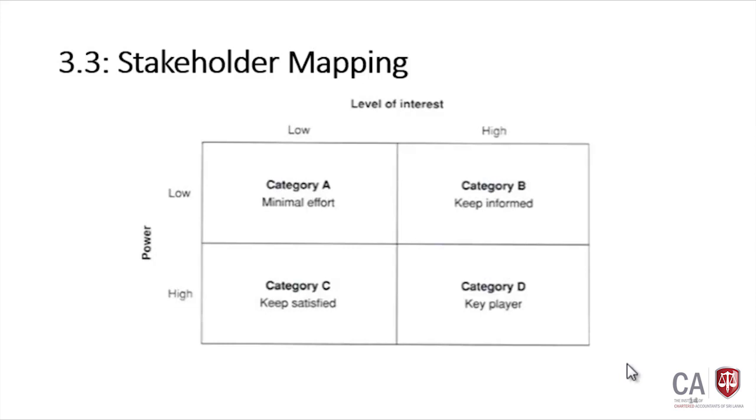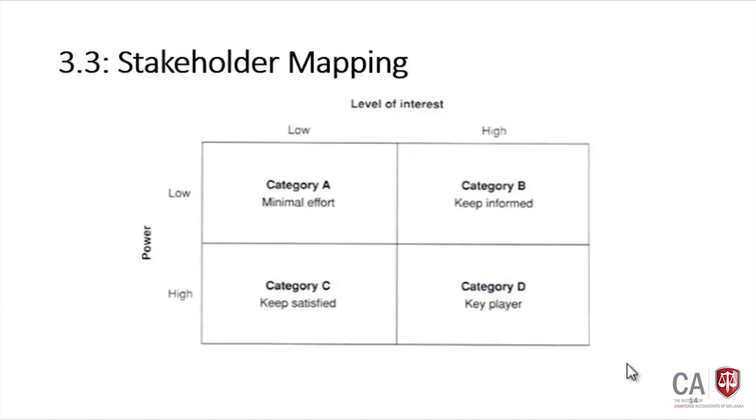But look at the next group, category D, their level of interest is high and at the same time power is also high. Category D, we call them key players. What are the examples? A major shareholder of a company or the main customer of a company. So I have done the first part here. By using the Mendelov matrix, I group stakeholders into four groups.